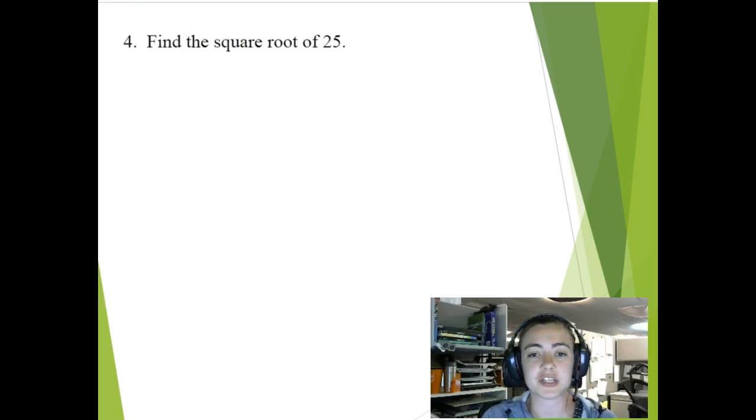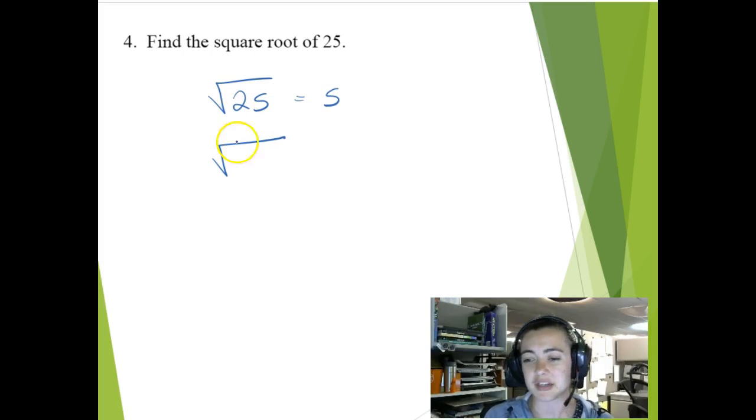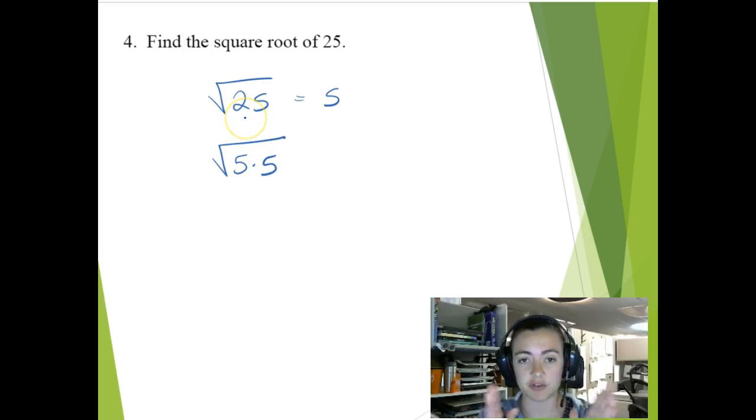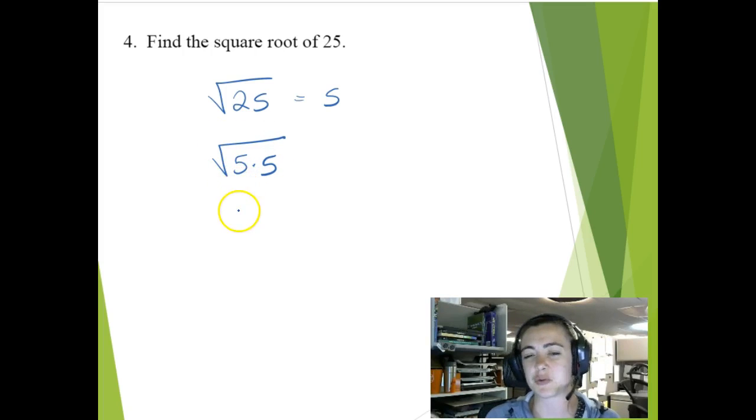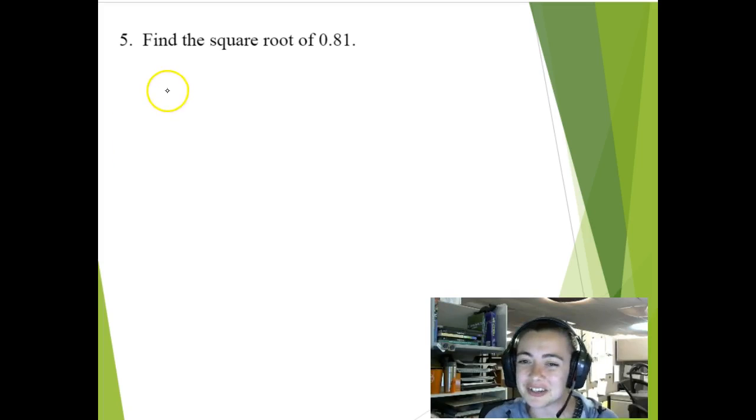For number 4, it says find the square root of 25. So you can type that in your calculator and get 5. You can also think about what is the square root asking? You know that 5 times 5 is 25. They're looking for a number multiplied by itself. So the square root of 25, you can kind of rewrite it as the square root of 5 times 5, which is 5.